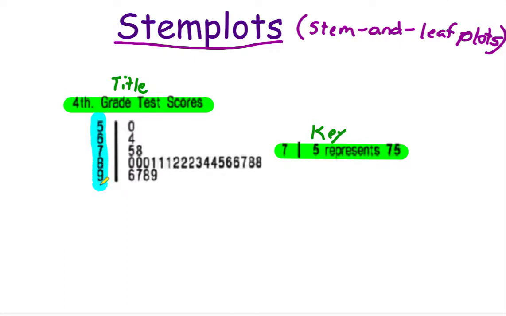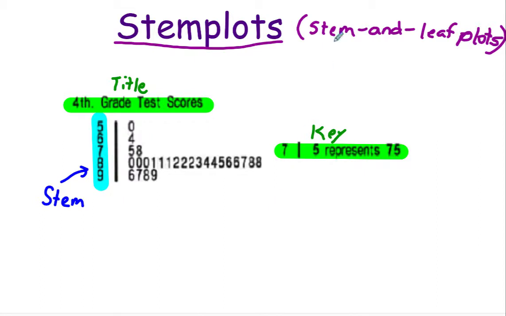The third component is the stem, or the largest digit of our raw data sets. Notice our stems need to be in increasing order, 5, 6, 7, 8, 9, equally spaced, and no gaps in between.